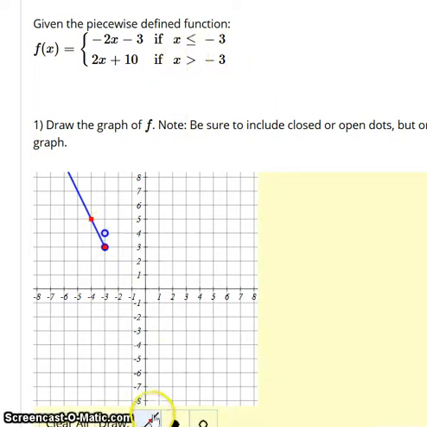And then, once again, I notice my slope is 2. So I start here, I go up 2 and over 1. So there's what the graph should look like.